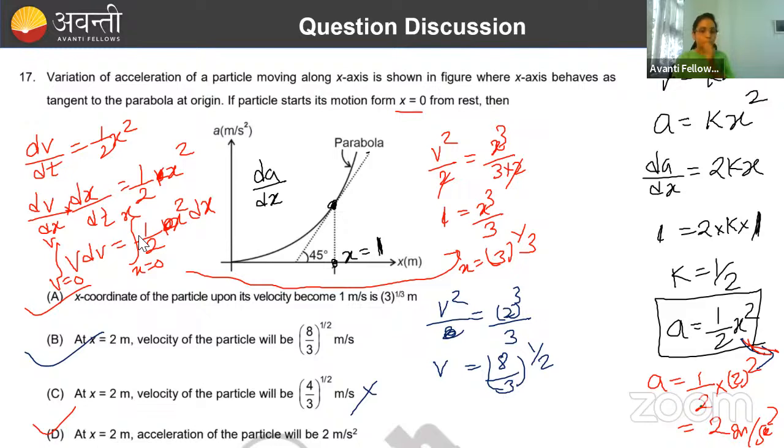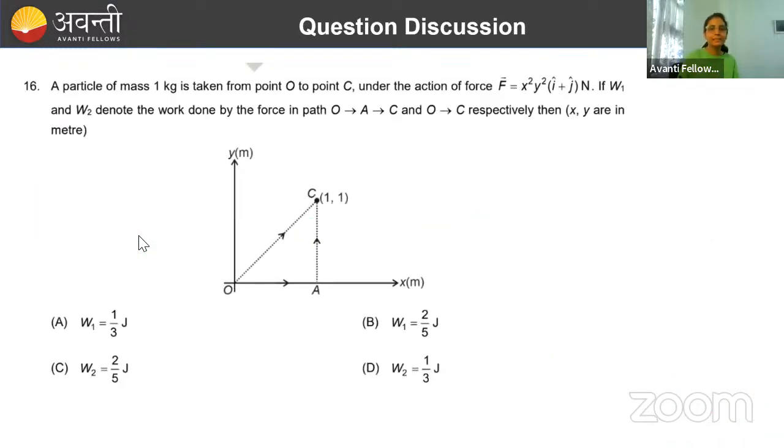ठीक है? So देखो question easy था. Only thing is कि you needed to be highly careful.